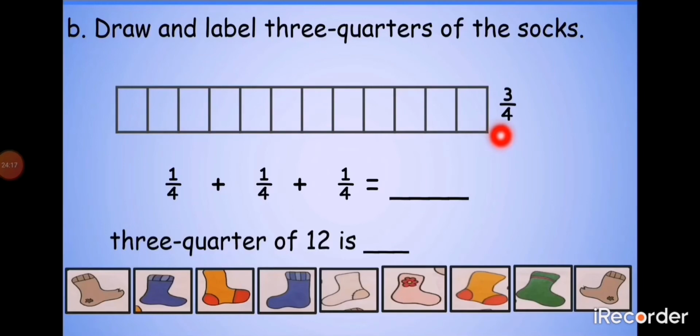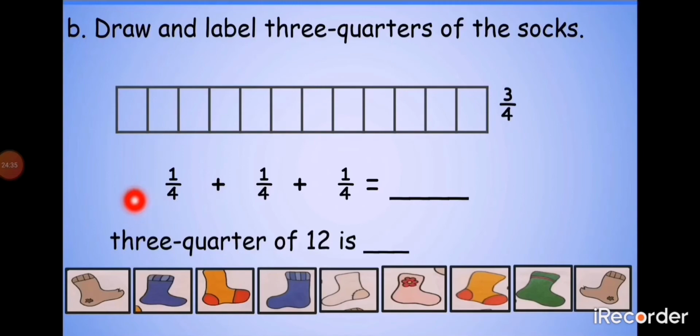Use your squared notebook and write 3 by 4 at the side. We have to color the 3 by 4. We have to find out the 3 by 4 of 12. Now 1 by 4, 1 by 4, 1 by 4. First we find out the 1 quarter, 1 quarter, 1 quarter. The total is 3 quarters. 3 quarters of 12 is dash. Now write your pattern like that.